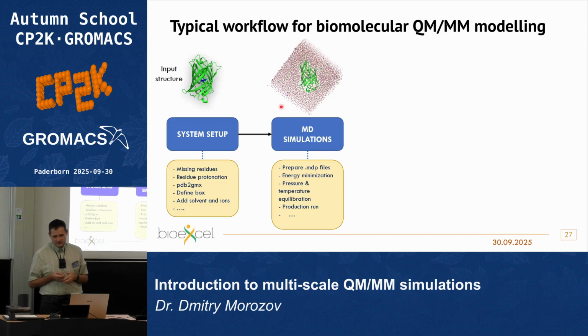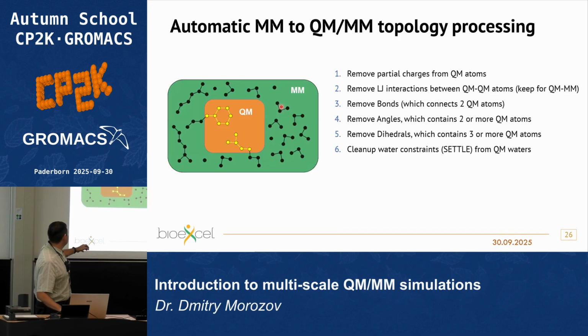But if your system includes bond breaking, usually you cannot avoid this because, as I said, this bond at least needs to have some parameter. This angle needs to have some parameter so that your QM system will not drift into the MM system.